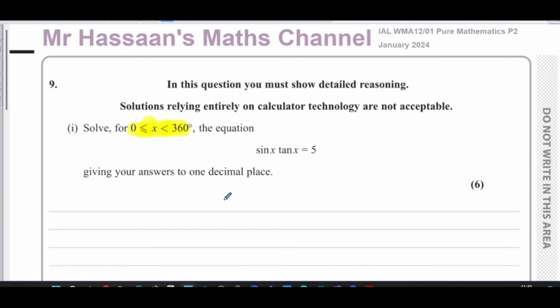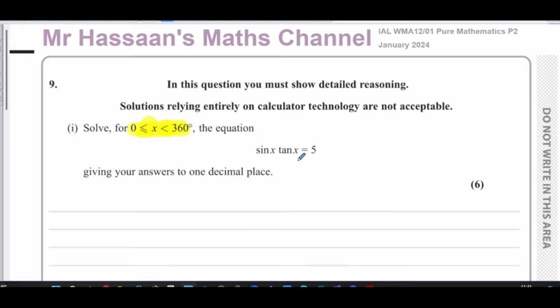Now we cannot say, like some people say, either sine x equals 5 or tan x equals 5. That won't work, because that will only work if it says equals 0. You have the zero product property: when two things multiply to give you 0, one of them must be 0. When they multiply to give you 5, you cannot say one of them has to be 5. So we cannot go down that route. We have to rewrite this in a way that we can now solve it.